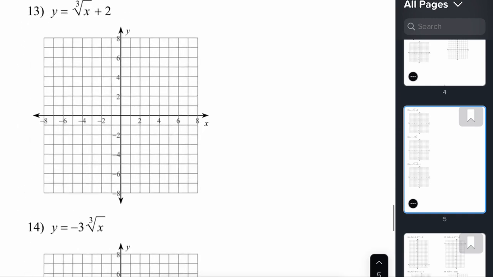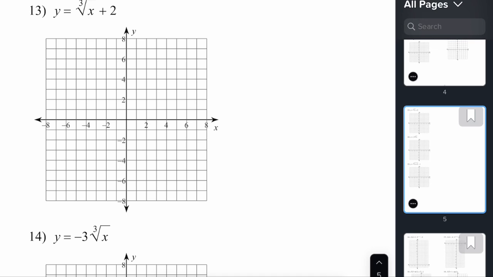Let's do number 13. So for a cube root, I would set the inside equal to 0, 1, and 8, because those are perfect cubes. But you'll notice there's nothing changed on the inside. So just plug in 0, 1, and 8. The cube root of 0 is 0 plus 2 is 2. This should move my graph up 2. 1, the cube root of that is 1 plus 2 is 3. And the cube root of 8 is 2 plus 2 is 4. So at 0, I'm at 2. At 1, I'm at 3. And at 8, I'm at 4.